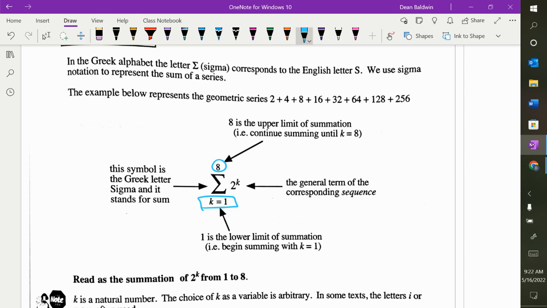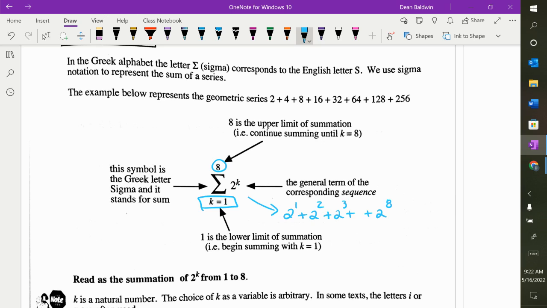So if you put K is equal to 1 in here, you get 2 to the 1. And then you put the next number. What comes after 1? 2. So then you put the 2 in for K, and you get 2 squared. And then you put 3 in, and you go all the way up to 2 to the 8.